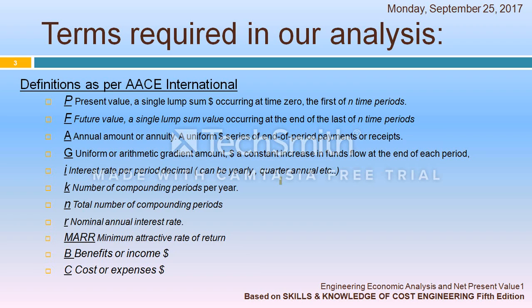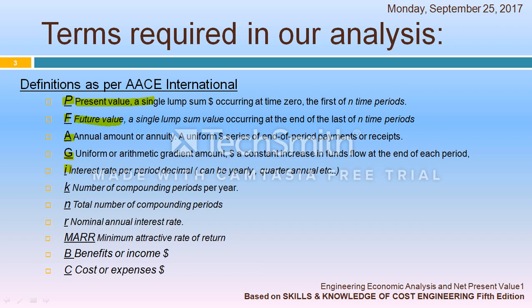Before starting with the main topic, let's again go through and roll back to the definitions. Those definitions were presented at the video number 1, but we'll also try to refresh those terms. P is the value of money at present, which we call the present value. F is the value of money in the future, which is future value. A is the annuity, and G is the uniform or arithmetic gradient amount of payment.